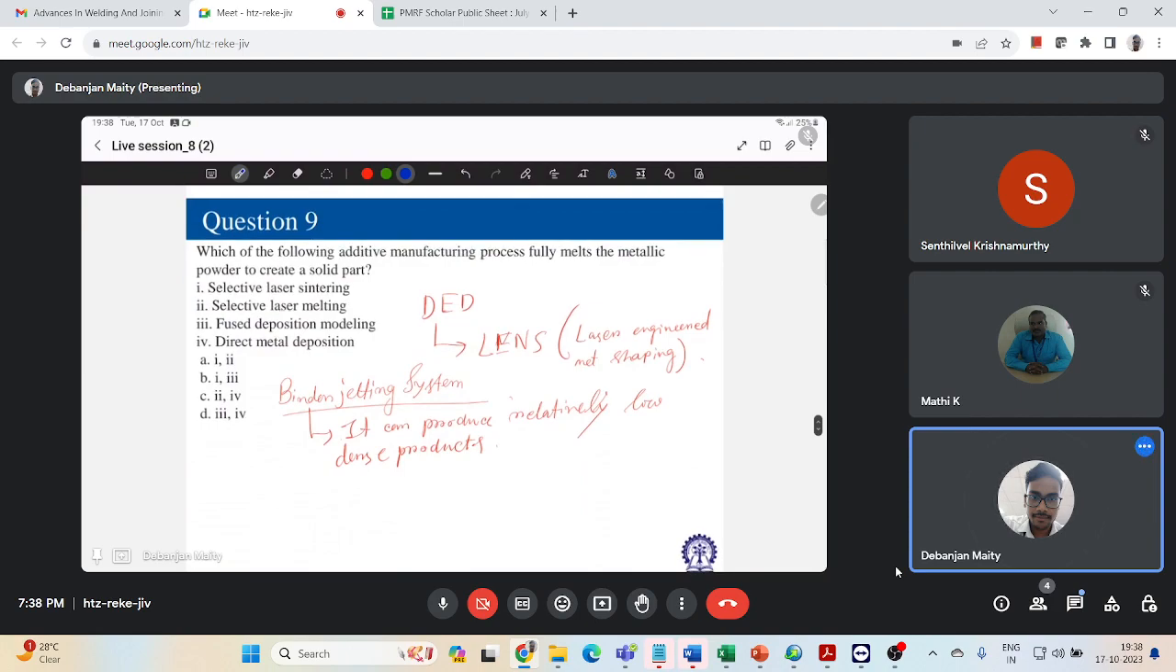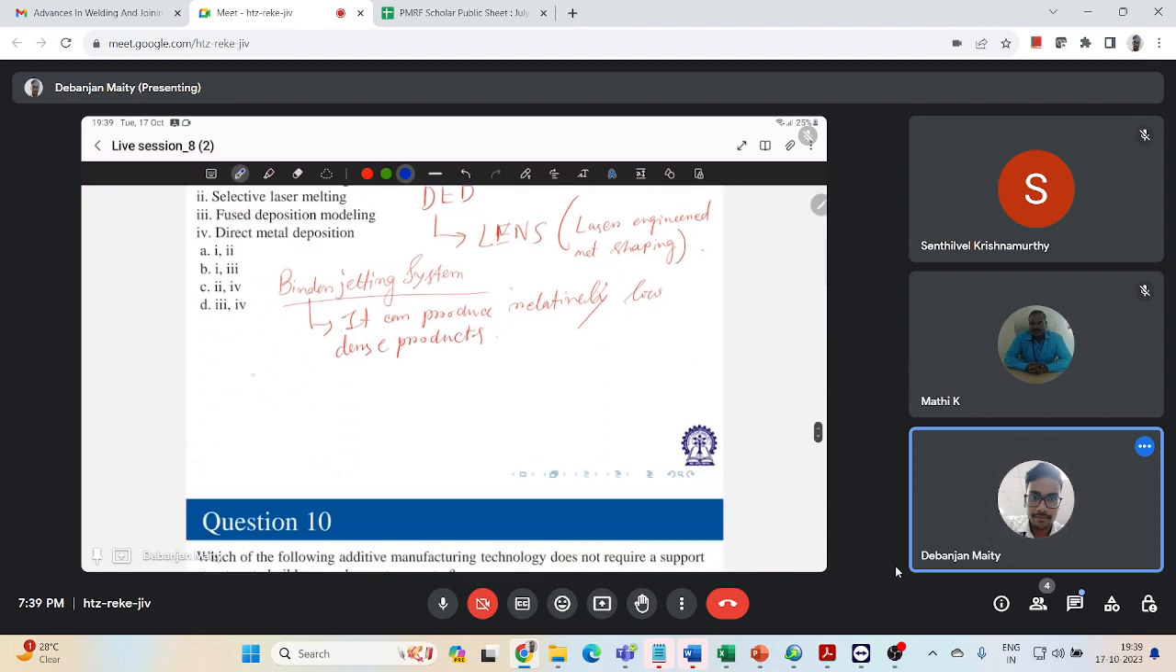Okay. Then it says, which of the following additive manufacturing processes fully melts the metallic powder to create a solid part? You have laser sintering, laser melting, bleeding, fused deposition. Selective laser melting completely melts, and direct metal deposition too. 2 and 4 are correct.